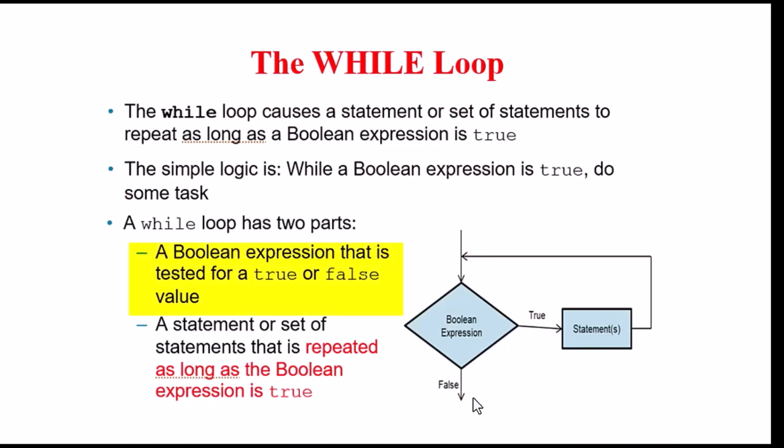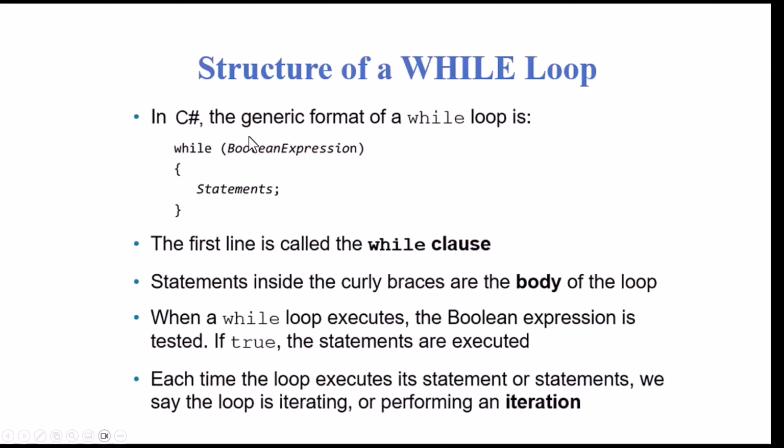The while loop has two parts. It has the Boolean expression that is tested for a true or false value. When it's false, you do continue on. The loop's done. And the statement or set of statements that is repeated as long as the Boolean expression is true. So while this is true, you can have a block of statements that will do a certain thing for you over and over and over again. It's going to be easier to see. We'll actually do this kind of thing and get an idea what it's going to look like. The structure of the loop, while it looks like this, in C#, for example, the generic format is you've got the while statement with the Boolean expression right up here.